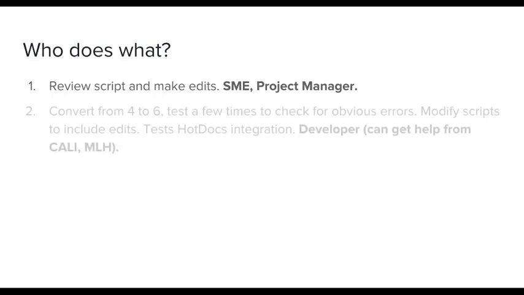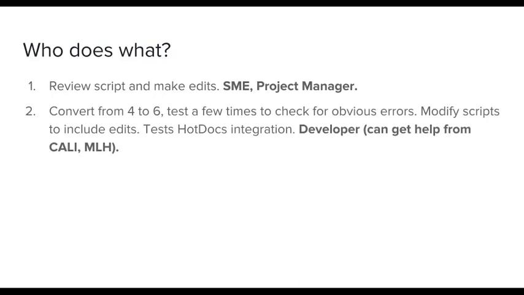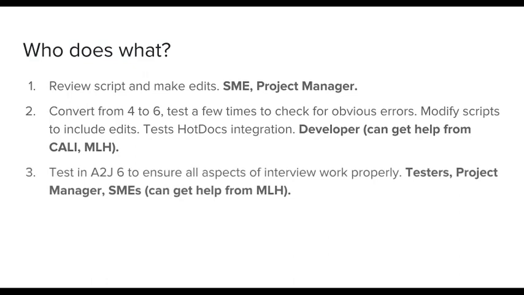So to add these two things together, who does what? Review the script and make edits. That's your subject matter experts and your project manager. Convert from 4 to 6, do that initial script revision and HotDocs integration. That's your developer's job. And this is where Cali can help and where Michigan Legal Help can help. You need to test in A2J 6 to ensure that all aspects work properly. This is where your testers come in and your project managers and your SMEs. And Michigan Legal Help can provide some assistance in this.